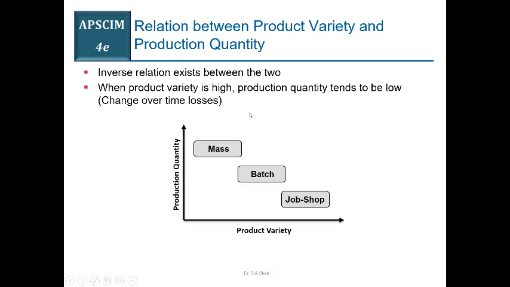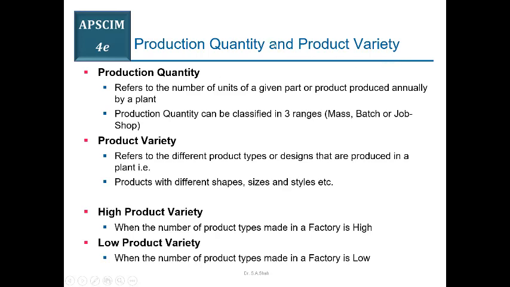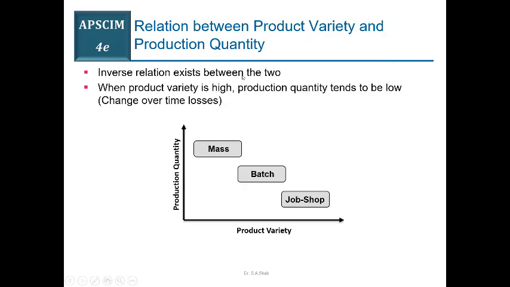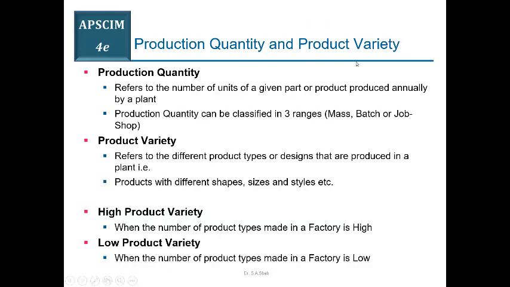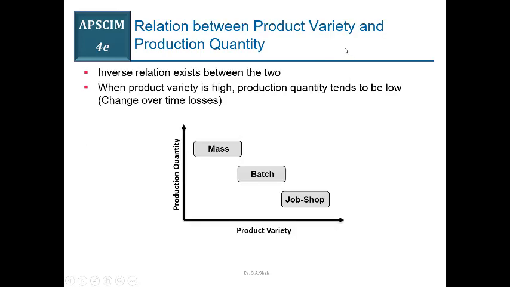So, when you look into these two entities simultaneously, और उसको जब आप relate करते हैं, तो when you will tend to increase the product variation, अगर product variety आप बढ़ाएंगे तो you will be directly affecting the production rates of the system. So when you increase the product variety, so production quantity जो है वो it tends to be low. This is because of the setups.